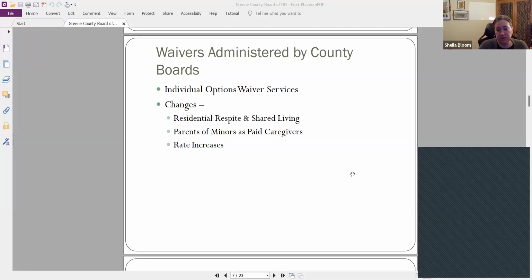Residential respite was designed to give shared living providers a little bit of a break and still allow them to bill for the rest of the services within that day.